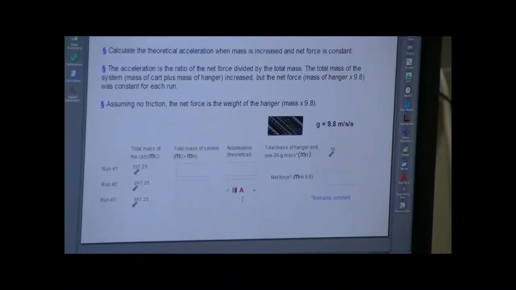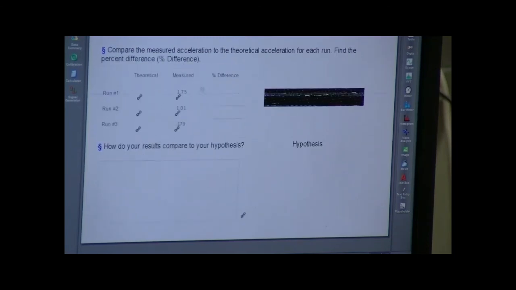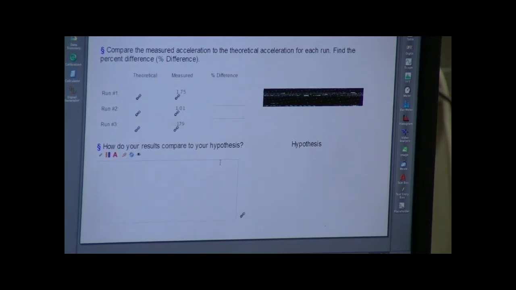We're going to again leave you to do the theoretical acceleration with our given masses of our carts. The total mass of our hanger is 50. And then you're going to again compare our measured values to the theoretical ones that you are calculating and give a percent difference between the two. So that is all for this experimental part of Newton's second law.